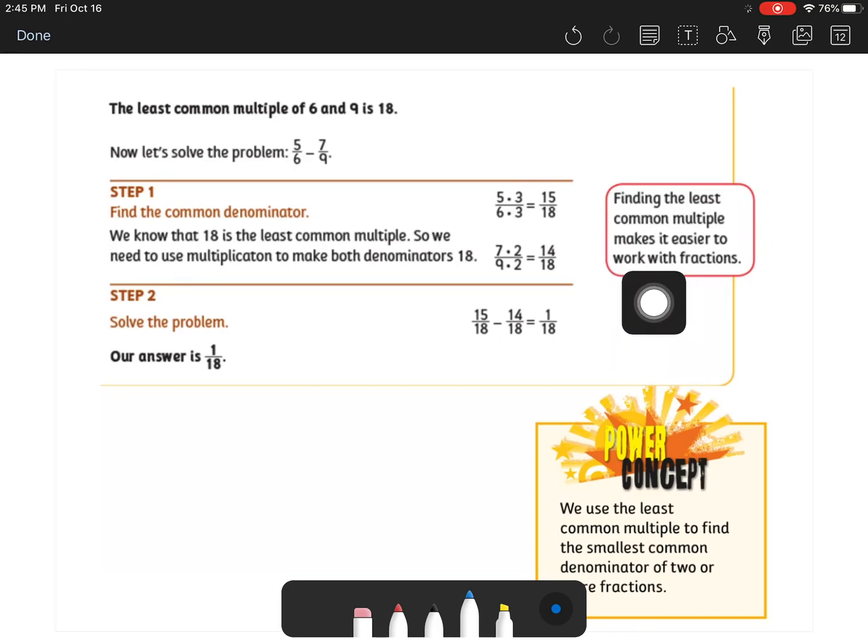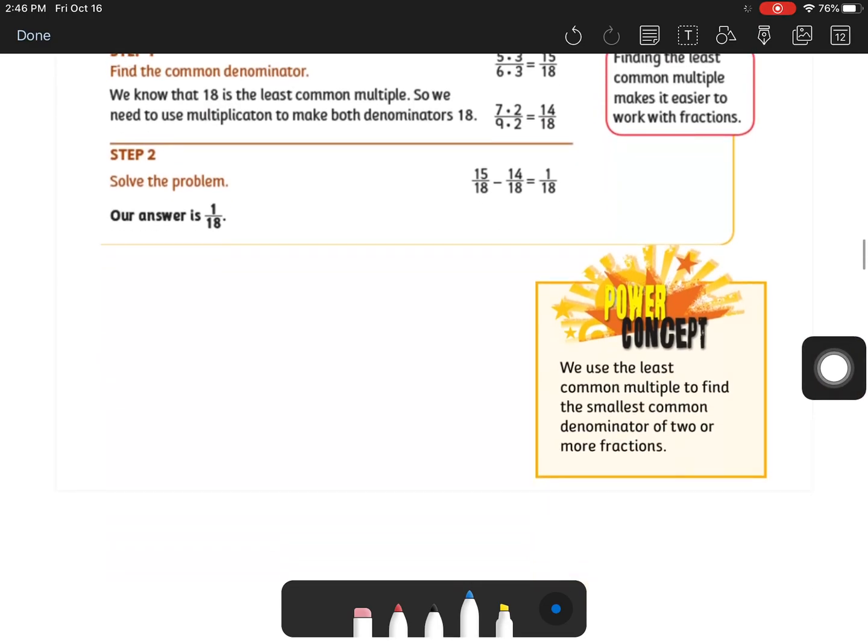Now, finding the least common multiple makes it easier to work with fractions. Sometimes there's a common multiple, but it's not the smallest one. If you can find the smallest, then that's the best way to do it. So here, we're going to take the 5 over 6 and multiply by 3 on the top and on the bottom to make an equivalent fraction. With our 7 over 9, we're going to do the same thing. We multiply by 2 over 2 so that we can get 18 as our denominator again. So we get 14 over 18. Now we can subtract these two fractions. 15 over 18 minus 14 over 18 would equal 1 over 18.